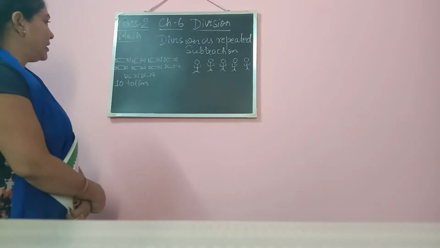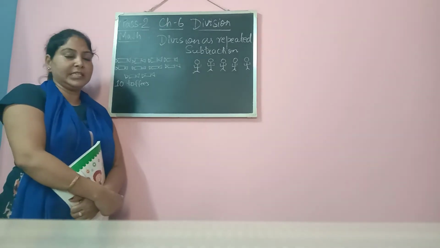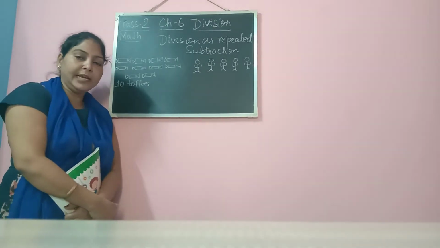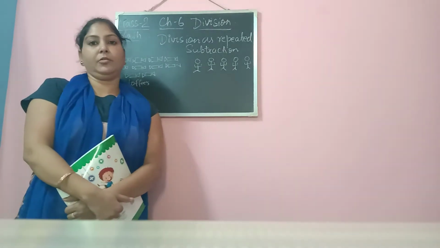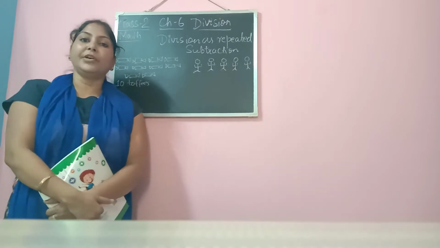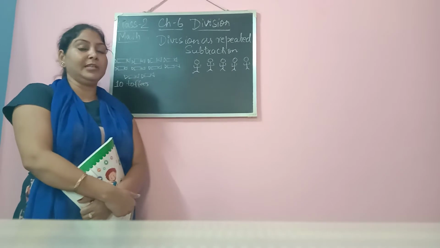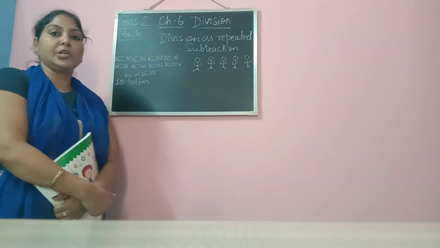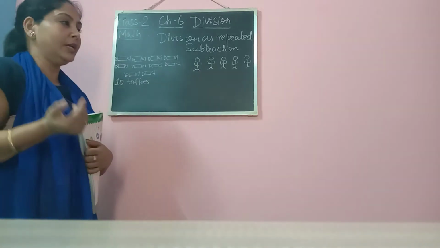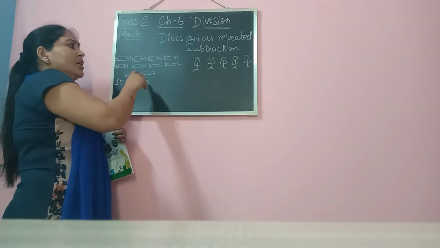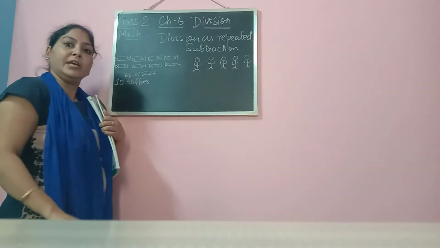Let us see. As you can see here, I have taken one example. There are 10 toffees and 5 children. These 10 toffees we have to divide among 5 children equally. And how are we going to do this? Let us see by the same concept we learned in the previous class, that division is like sharing or equal distribution. So we'll start dividing these toffees among all the 5 children equally.